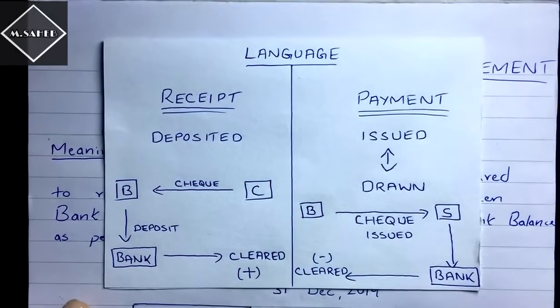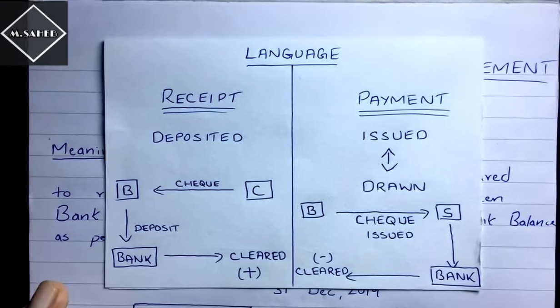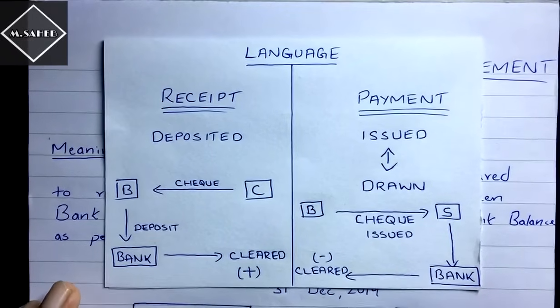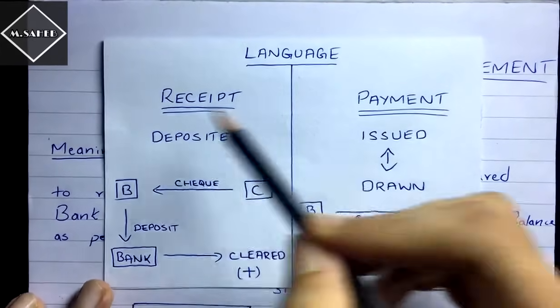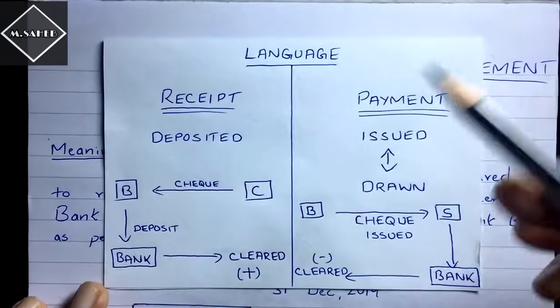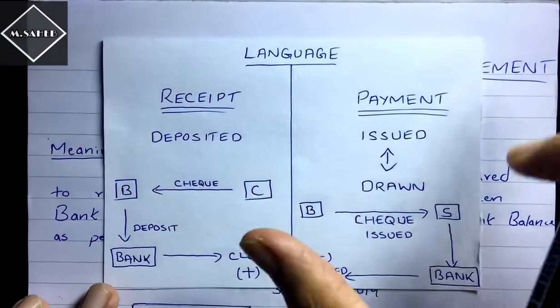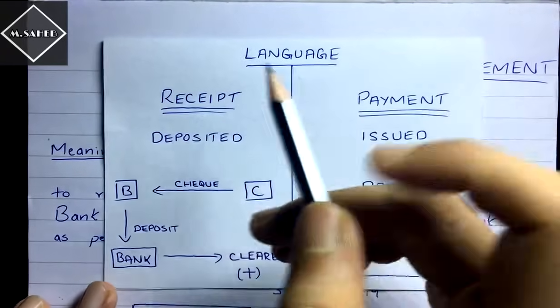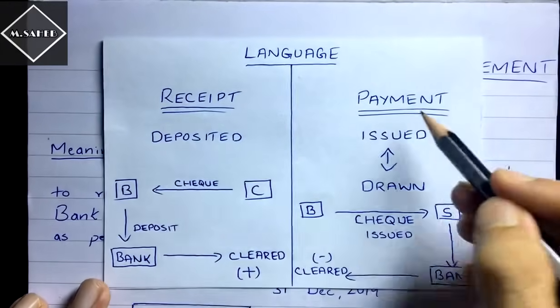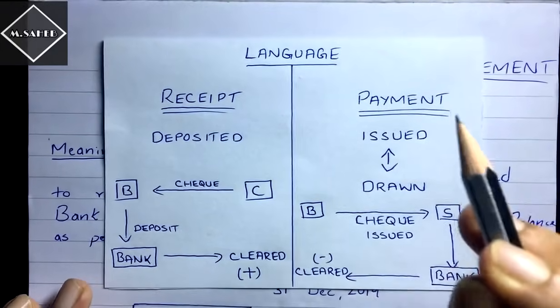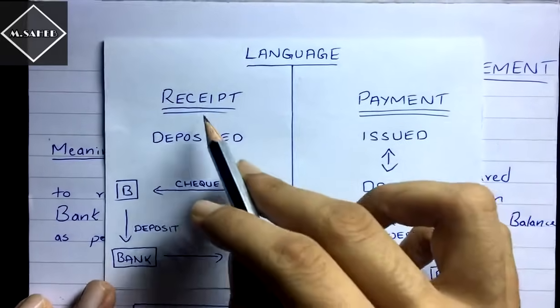Now, while solving the BRS problem, the main problem is the language. We may not understand some terms and we may make mistakes. So the first thing you need to do, when you go on reading the transactions in a BRS question, is to identify the transaction. Is it a receipt or a payment? Is the money coming in or going out? That is the most important thing, to identify whether it is a receipt or a payment.